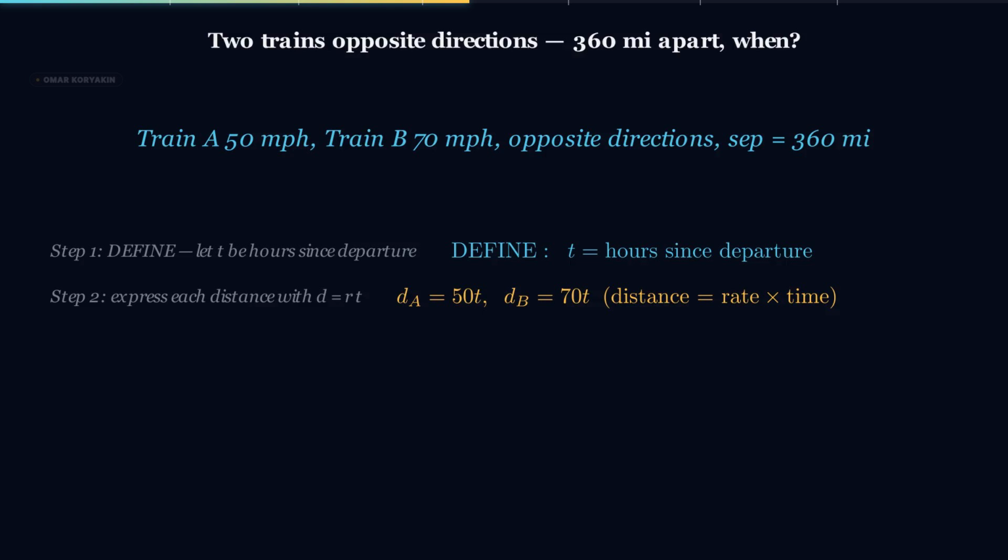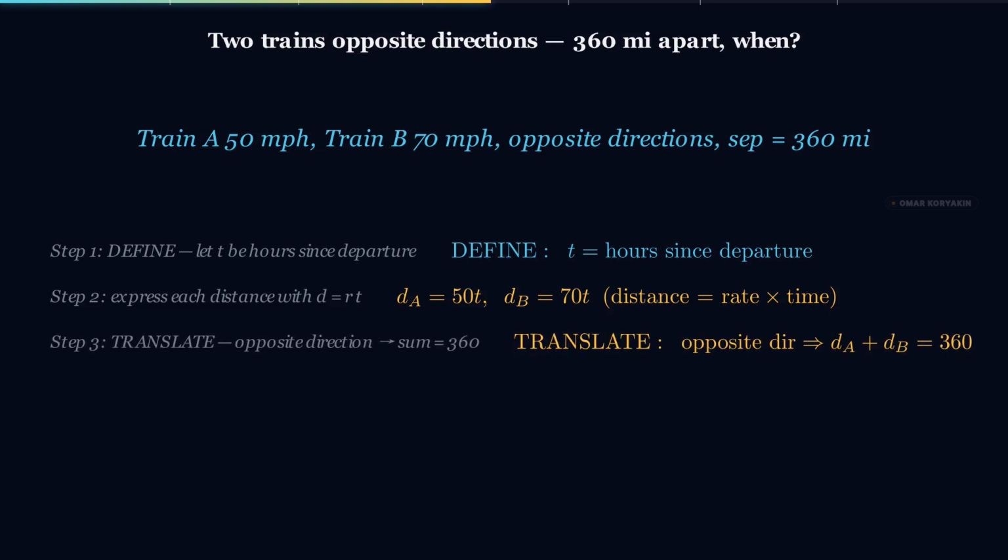Step 2. Translate the English. Because the trains travel in opposite directions, the total separation between them is the sum of the 2 individual distances. 360 miles equals 50t plus 70t. Combine like terms on the right to get 360 equals 120t. The translated equation is one-variable linear.